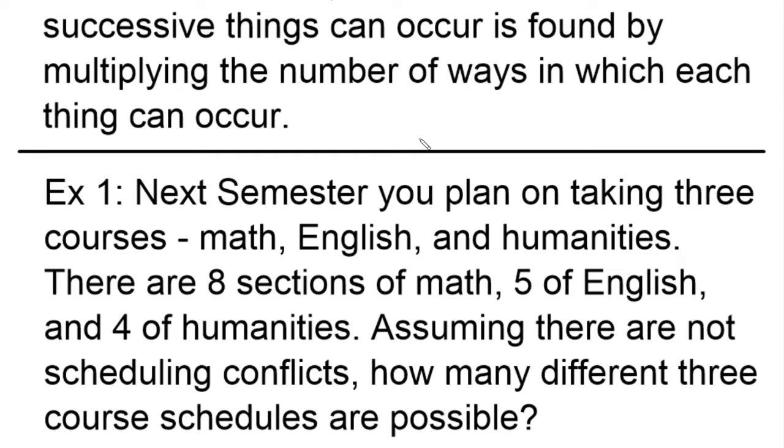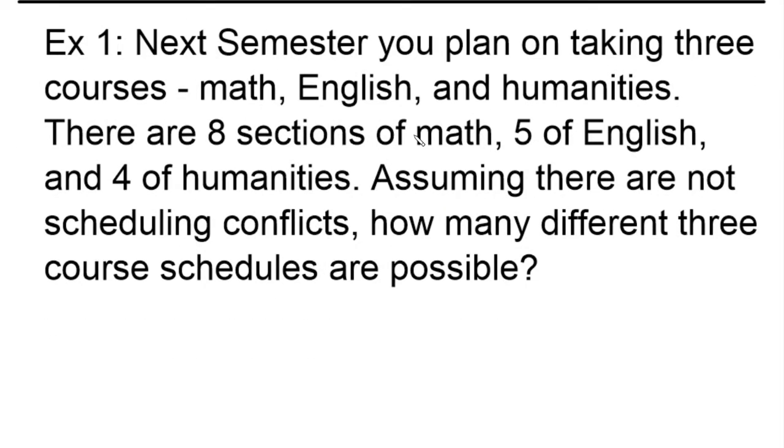Now, the question is, assuming there are no scheduling conflicts, how many different schedules are possible? So, to run this by you, one schedule might be section 1 of the math, section 1 of the English, and section 1 of the humanities. Schedule number 2 might be section 1 of math, section 1 of English, and section 2 of humanities. Right? So there's obviously a bunch. So the idea with the fundamental counting principle is that you take the total number of each and you multiply them together. You've got your math, your English, and your humanities. And there's 8 math, 5 English, and 4 humanities, and you just multiply them together, and that's that.